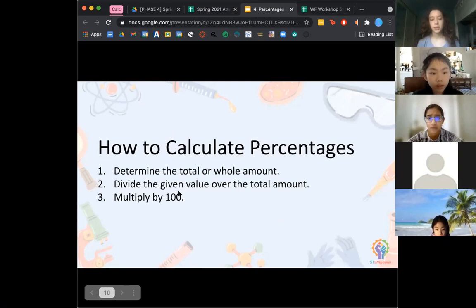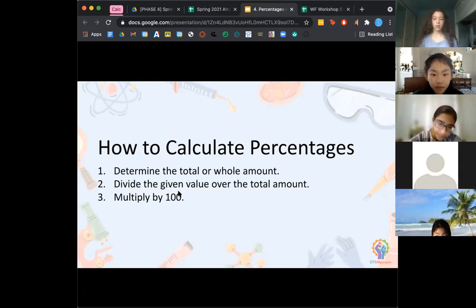How we calculate percentages. The first thing we do is we determine the total, or the whole amount. Then you divide the given value by the total amount, or the part, and then you multiply by 100. So the given value is part of your whole. You take your part and you divide by your whole, and then you multiply by 100, and that's your percentage. This will probably make more sense once you see it with some actual numbers, but does anyone have questions right now?